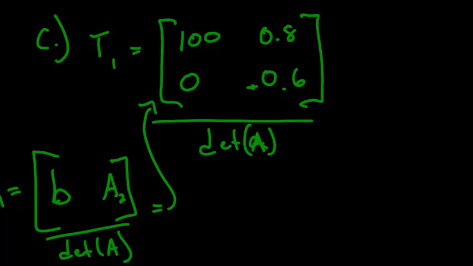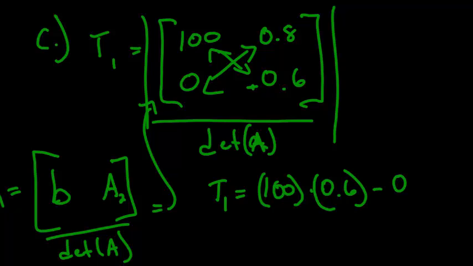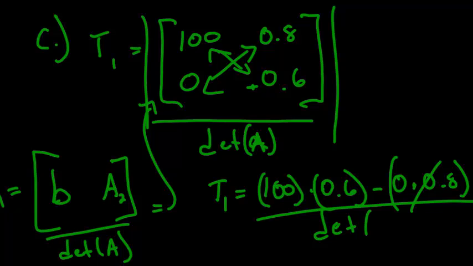Now, in order to solve this, we take the determinant of this whole thing. So we multiply these two and subtract from it these two multiplied together, so that T1 is equal to 100 times 0.6 minus 0 times 0.8. And this term is negative, so that cancels. And this is over the determinant of A, which we know from the previous problem is -1. So now T1 is just equal to 60.